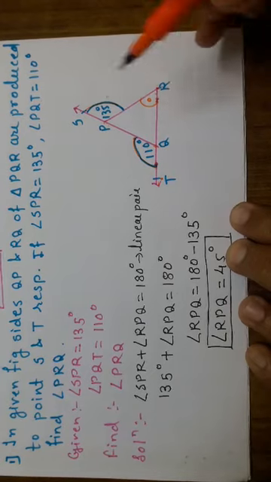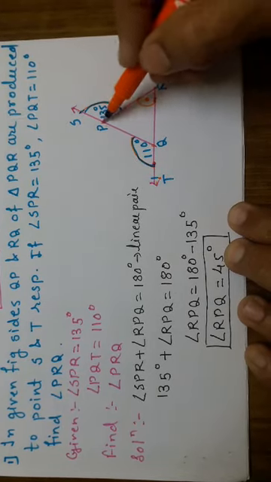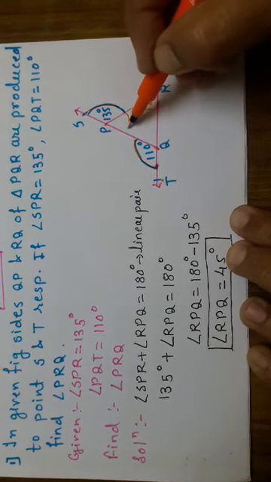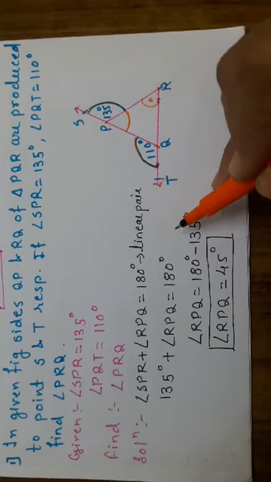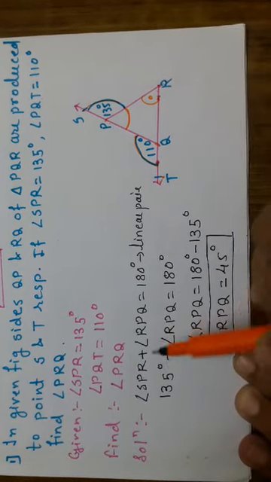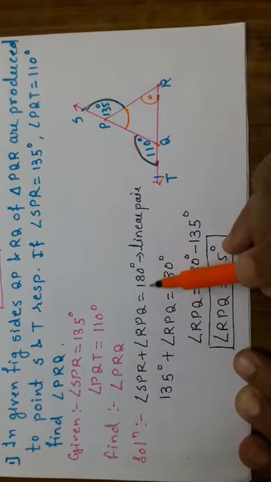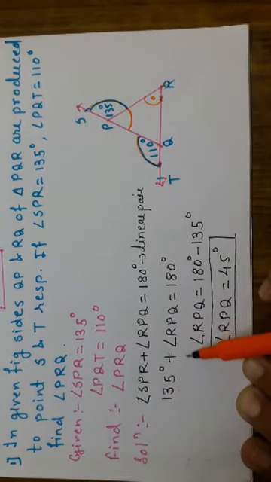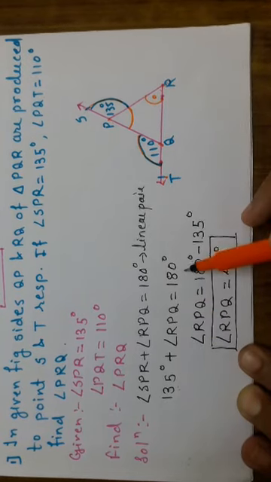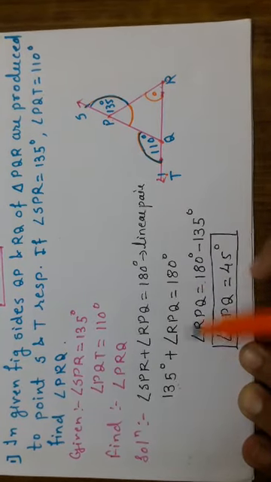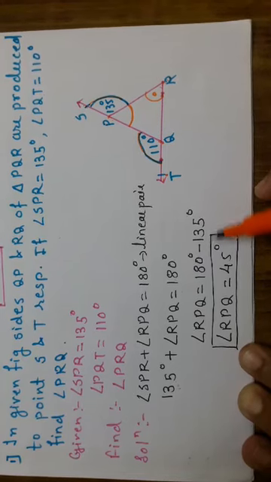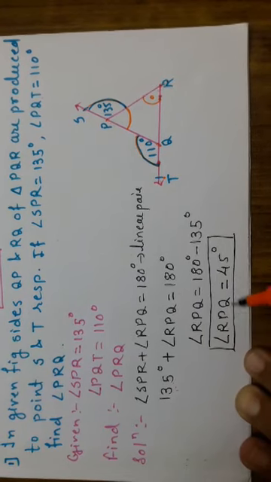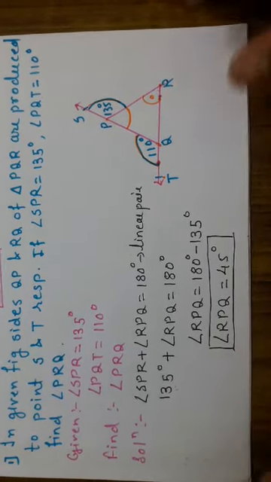First of all, SPR and RPQ form a linear pair. That's why here we will use the linear pair axiom, that is angle SPR plus angle RPQ is equal to 180 degrees. Out of this, SPR we know is 135 degrees, plus angle RPQ is equal to 180 degrees. This 135 we have to shift to the right hand side, so 180 degrees minus 135 degrees. So we got angle RPQ is equal to 45 degrees.